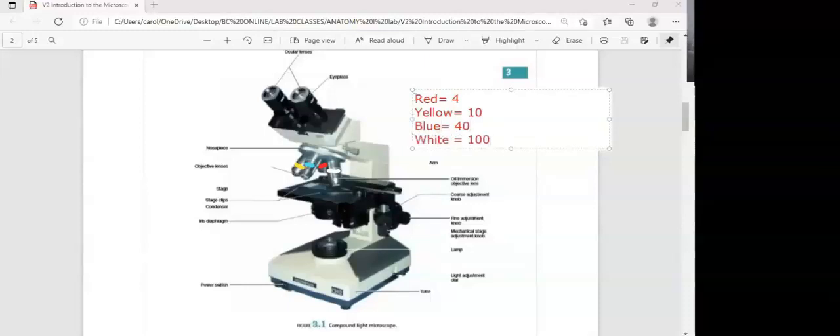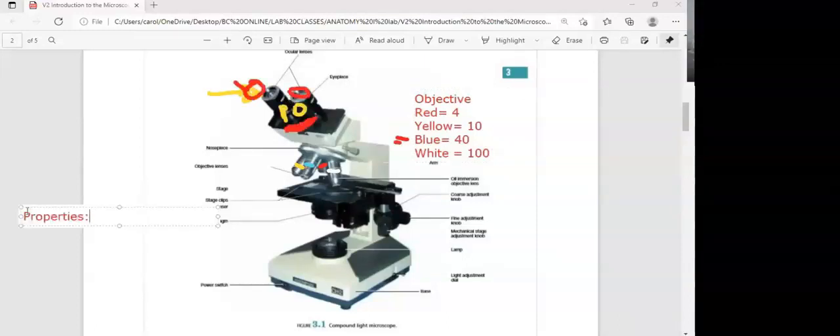So these are the objective lenses. Now remember, the other one is the ocular lens. This one is always 10, right? This doesn't change. What are the properties of the microscope? Properties of the microscope are going to be magnification and resolution, or let's put in here detail. Okay, so that can help you identify that.